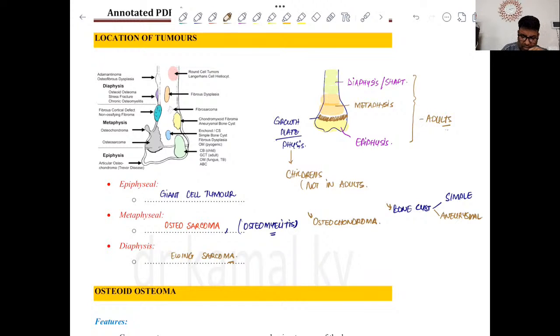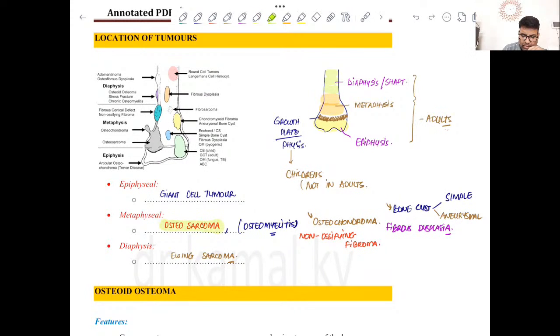So osteomyelitis I have already told you, and then yes, fibrous dysplasia, if you can remember, but not that important. Okay, and one is non-ossifying fibroma, if you can remember, although not that important. We will discuss this condition also today. So non-ossifying fibroma. Clear? So you can see there are plenty of conditions which are originating from metaphysis. Of course, osteosarcoma is the most important and which everyone should know.